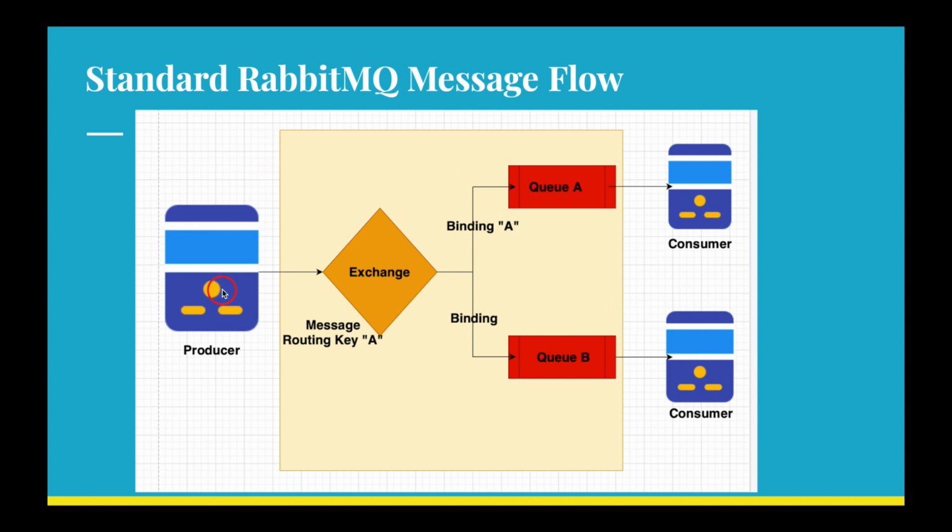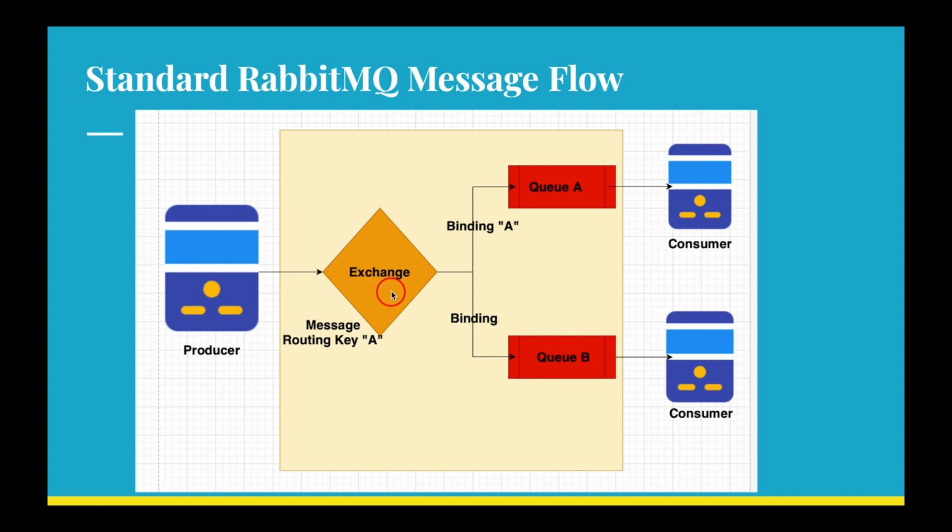So here we have a producer. A producer is a user application that sends a message to the exchange. So the exchange receives the message. The exchange is now responsible for routing of the message. The exchange must know exactly what to do with the message that it receives.